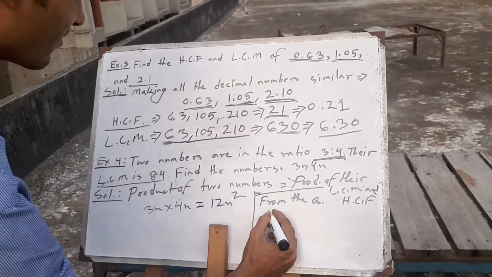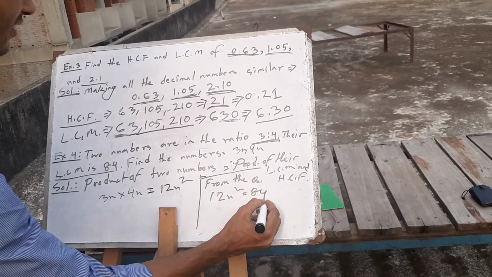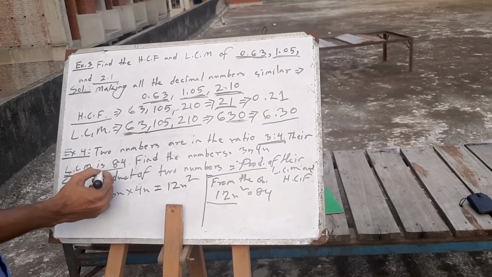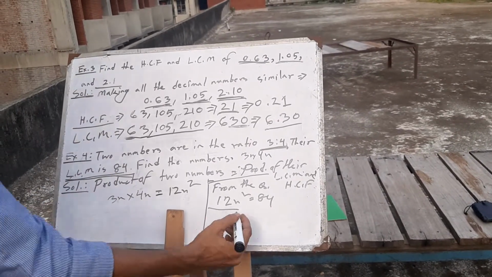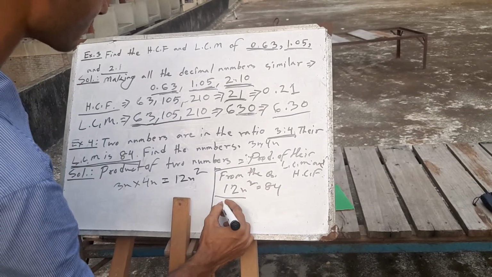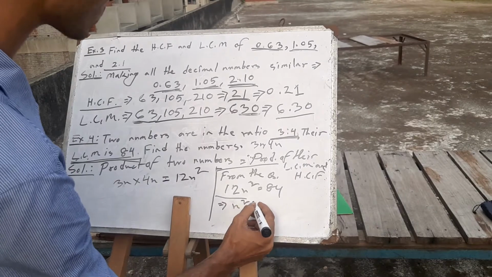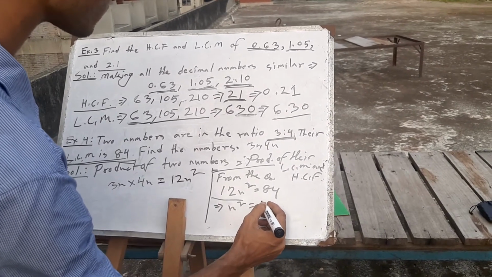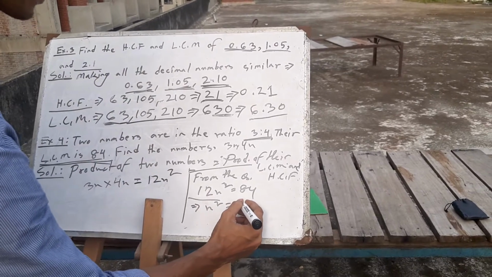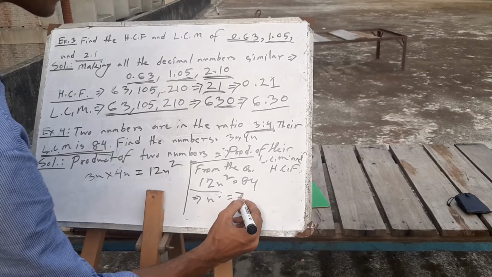From the question we have 12x square equals 84. 12x square is our LCM, and the LCM is given in the question as 84. So 12x square equals 84. By solving this equation, we will be able to find the numbers. x square equals 7, so x equals simply 7.